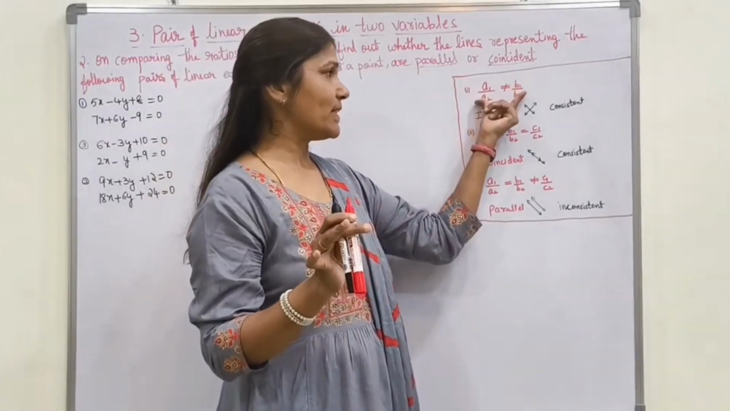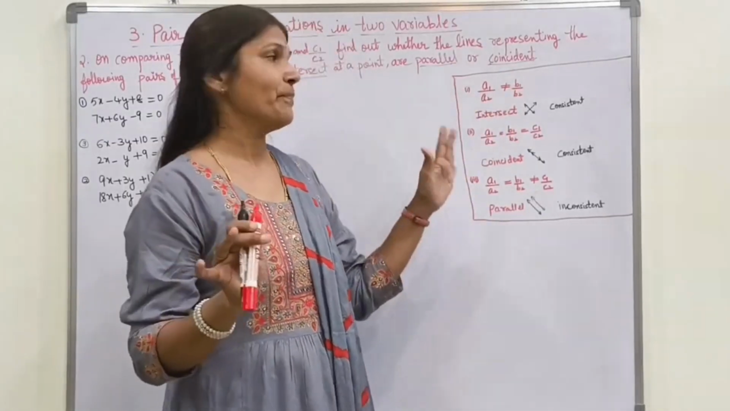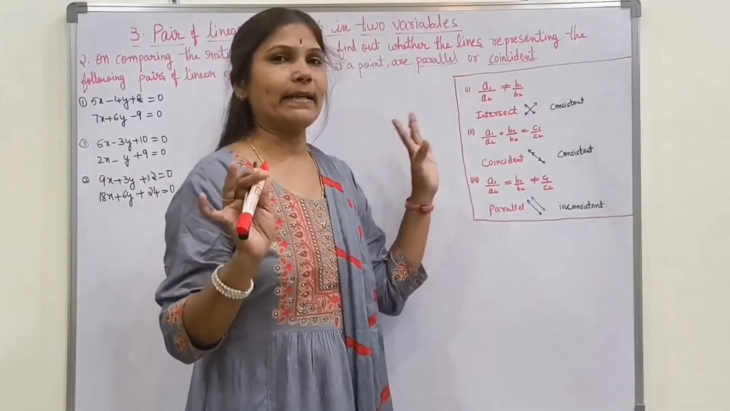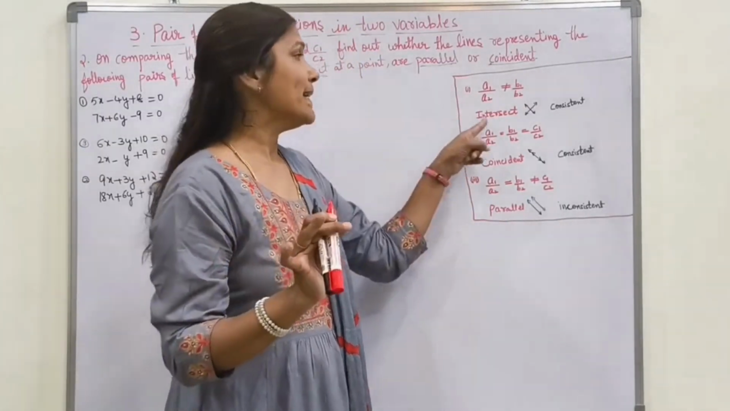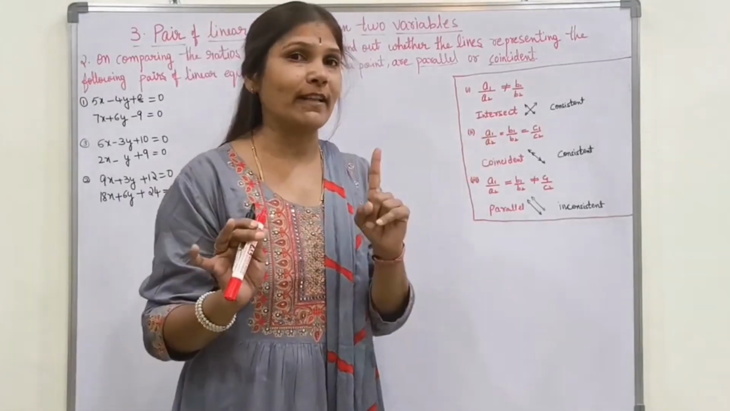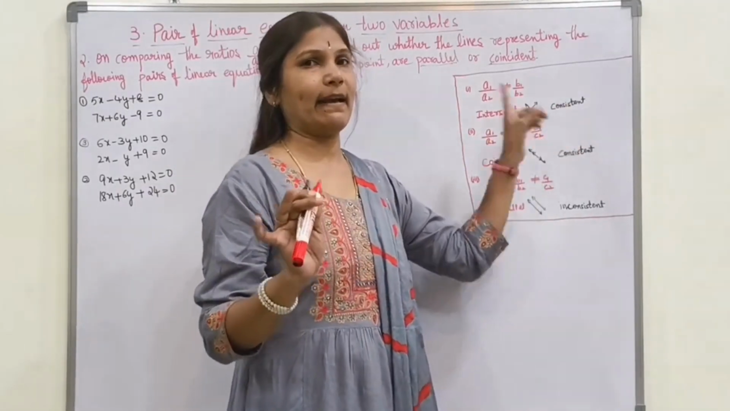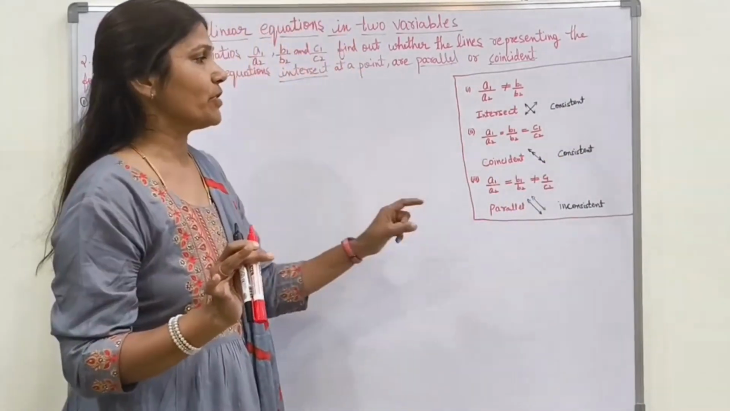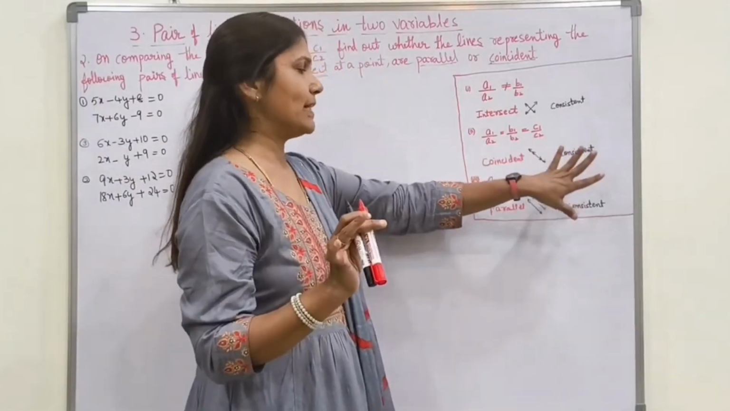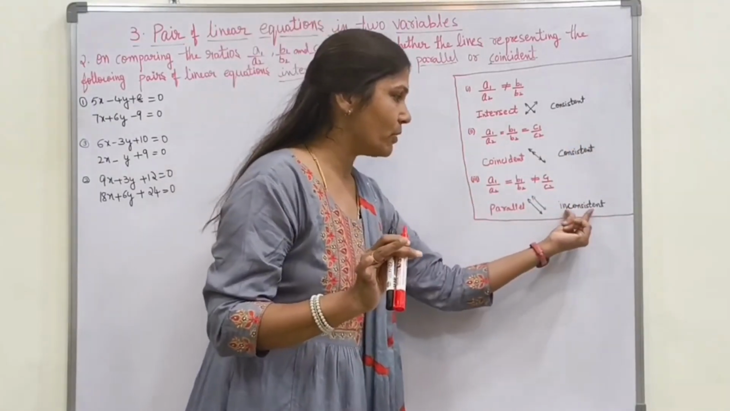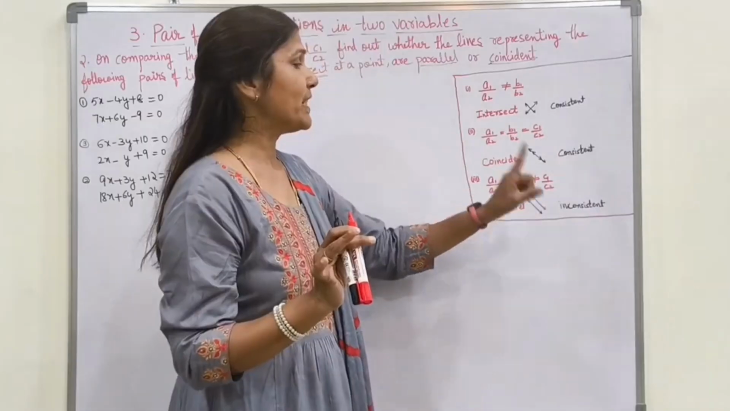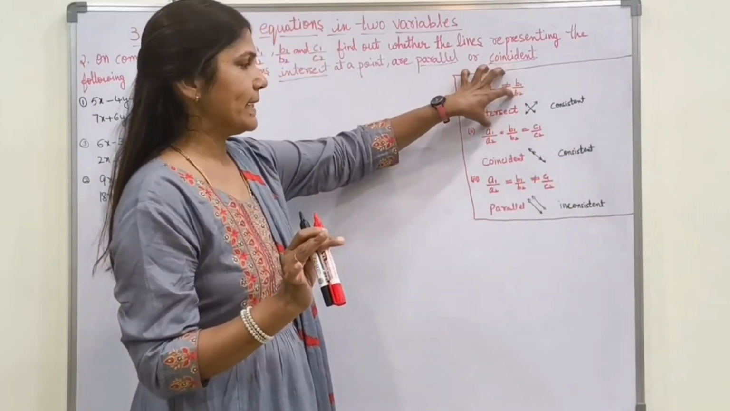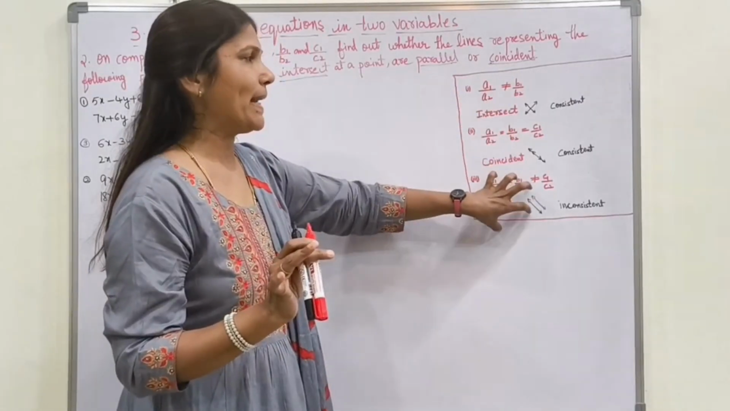These 3 types of lines you have to keep in your mind. Seeing only these ratios, which type of graph can we say? Intersecting, coincident and parallel. Intersecting means how many answers? Only one answer. One answer means it is consistent. Next, coincident means many solutions. Many solutions means this is also consistent. Parallel means there is no solution. No solution means inconsistent. Solution is there means consistent.